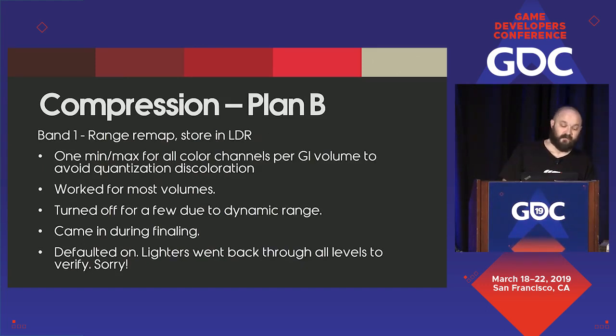So plan B was, well, maybe we accept a little bit more banding by doing a uniform scale and offset for the whole directional term, and the banding will only be in the directional component, so hopefully less perceptible. And we tested it on a bunch of volumes, and they all seemed to be okay, and the lighters were gracious enough to go back and do a run through of all their levels to make sure that nothing was terribly broken. So thanks for that.